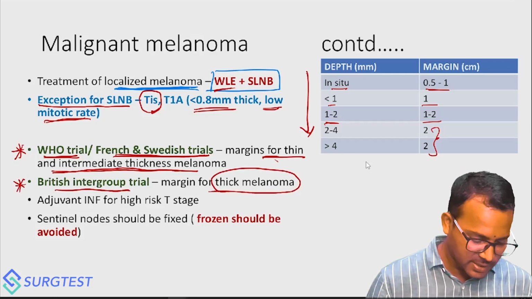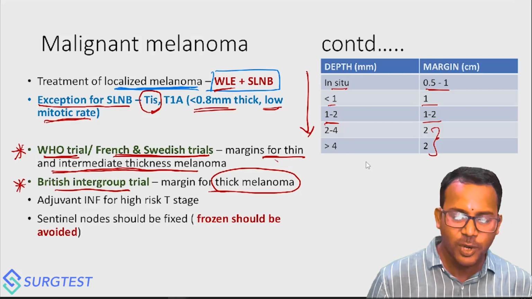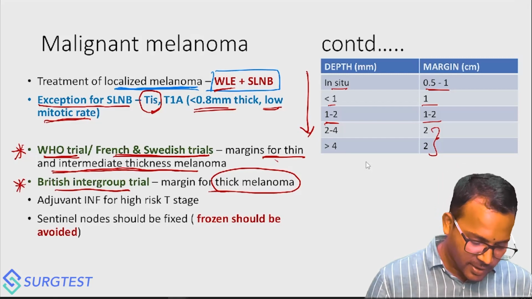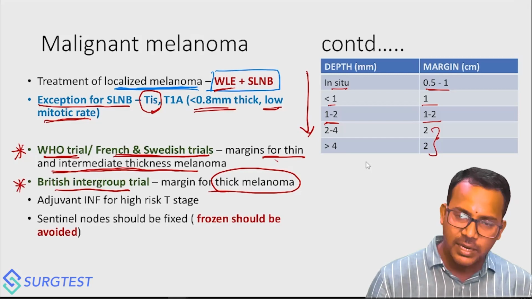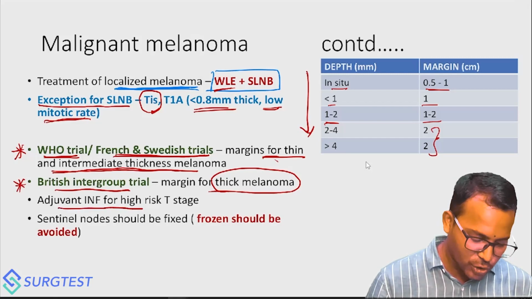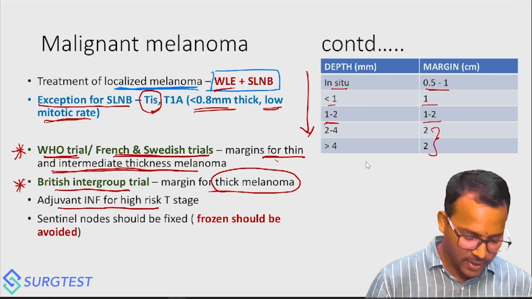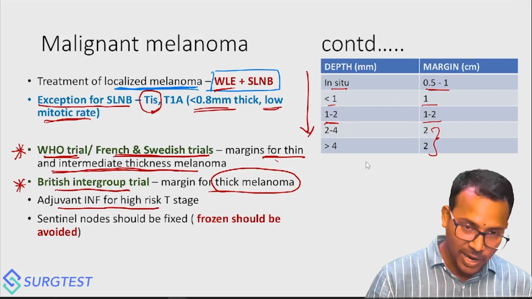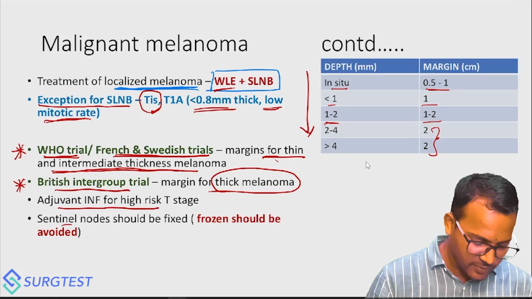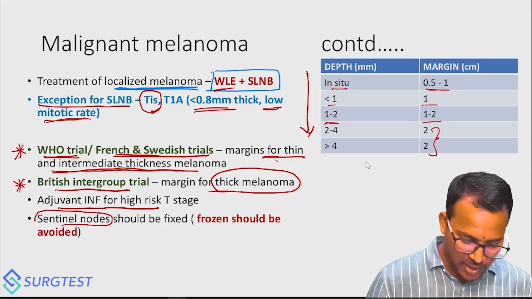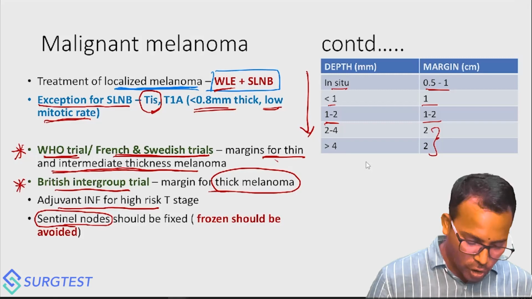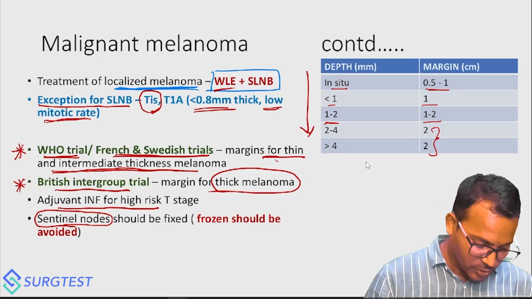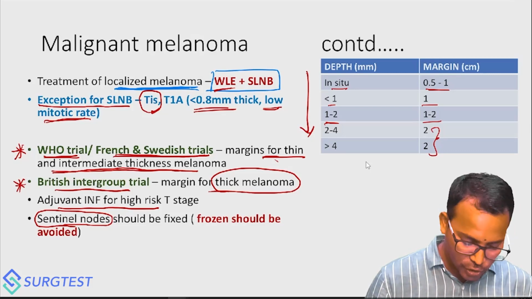Okay, what is the importance? Since these patients of localized melanoma don't have any lymph node metastasis as of now, for your understanding, as the thickness increases, so as the T stage increases, they will require an adjuvant interferon therapy. And another important point that you have to remember in malignant melanoma is regarding the sentinel nodes. Whenever you do a sentinel node biopsy in case of malignant melanoma, they should not be sent for frozen section. These sentinel nodes should be formalin fixed.